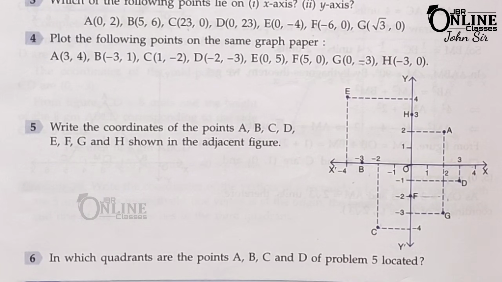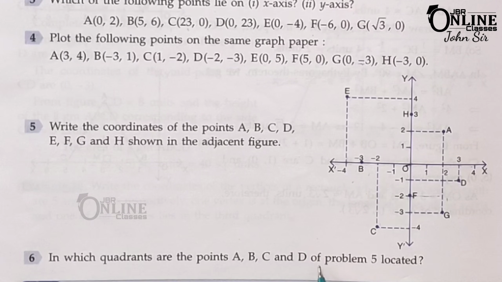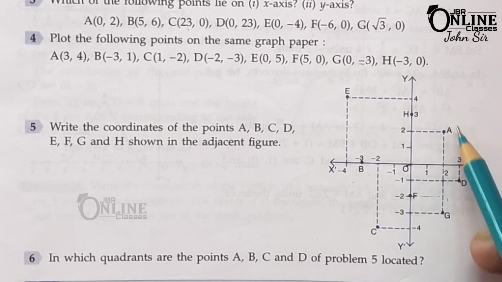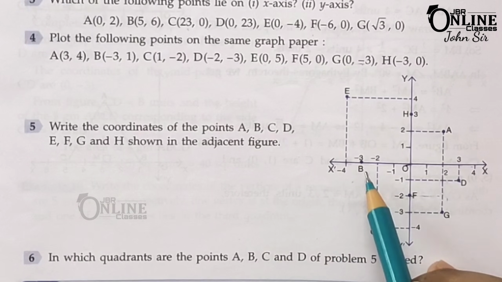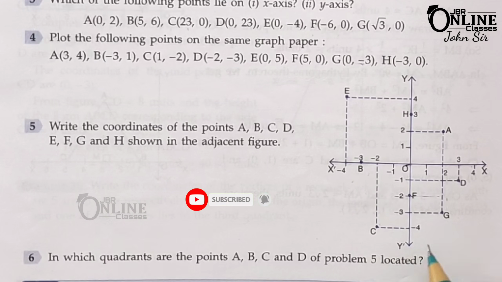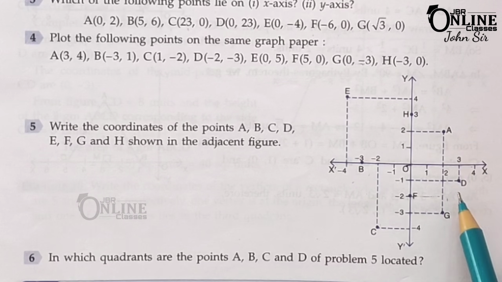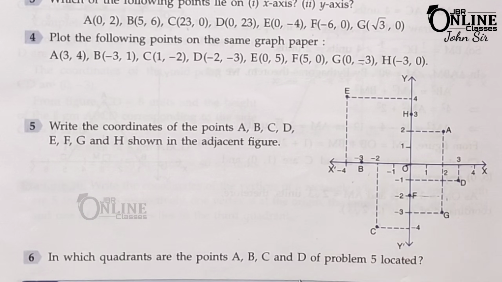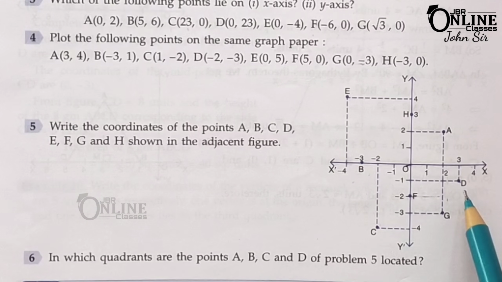Okay. Now the next sum number 6. In which quadrants are the points A, B, C, D of problem 5? That means where this problem is located. So here A is in the first quadrant, B lies on the x-axis, not in a quadrant. C lies in the third quadrant, and D is here in the fourth quadrant. So A first, B on the x-axis, C third quadrant, and D is in the fourth quadrant.